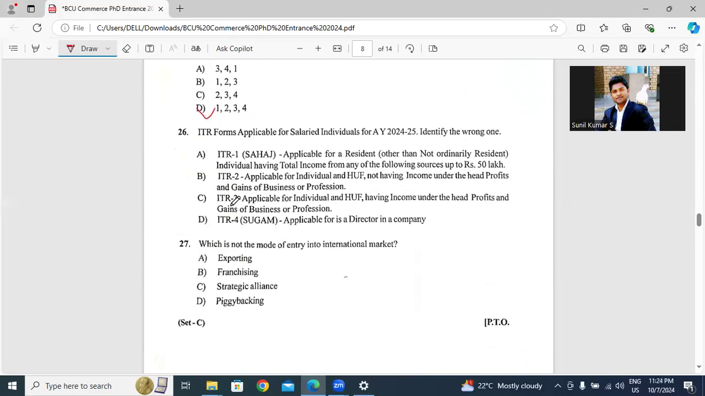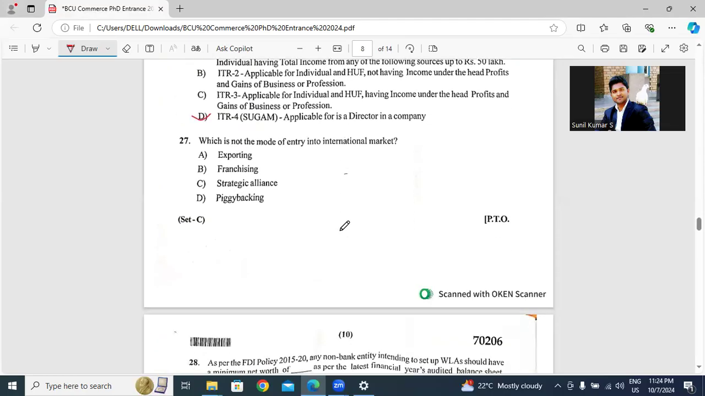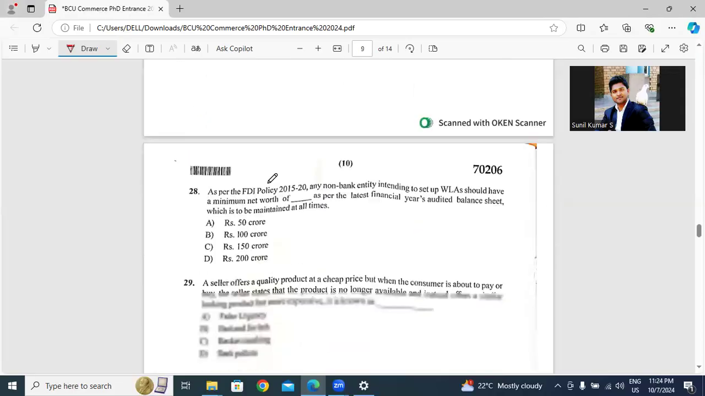Next, 26th one, ITR form applicable for salaried individuals AY 24-25. Identify the wrong one. So you can see ITR 1, 2, 3, 4. So the answer is applicable for director in a company. This is the wrong one. Next, which is not the mode of entry into international market? Of course, exporting is a mode, franchising and strategic alliance. These are all correct. And next, piggybacking is not a mode. So that's the selected one.